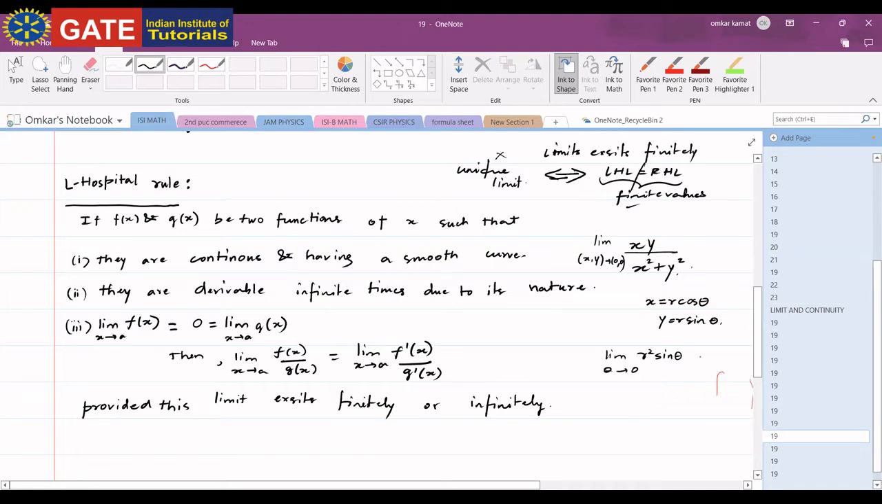r square sine theta cos theta divided by x square plus y square, which will be r square. Now r square will get cancelled, and whatever the limiting value is will depend on theta. And for different values of theta, we will get different values of limit. So it is not unique in that case. So directly we conclude from here that the limit does not exist. Understood?